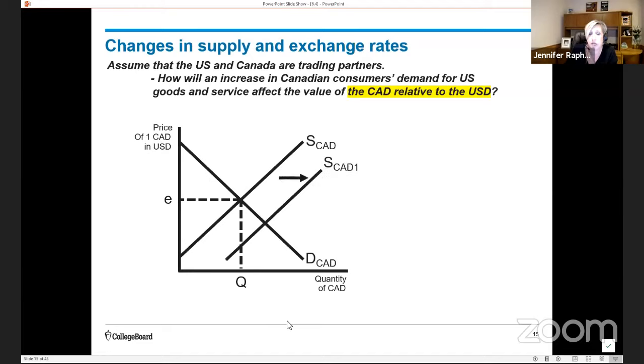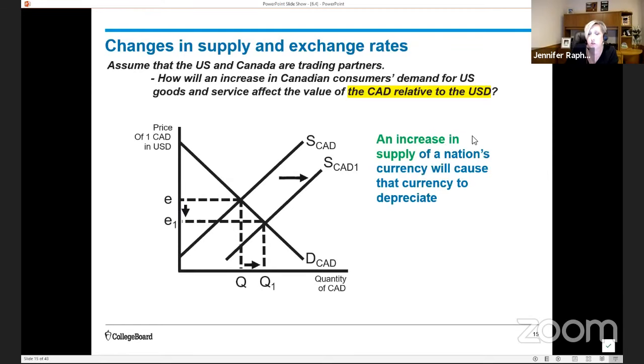In order to purchase more US goods and services, we have to give up our Canadian dollars into the foreign exchange market in order to be able to buy US dollars. So we'll see an increase in the supply of the Canadian dollar with a new equilibrium exchange rate that's lower than the initial equilibrium exchange rate. So we can show that an increase in supply of a nation's currency will cause that currency to become less expensive, to depreciate. In this case, the CAD will depreciate relative to the dollar.